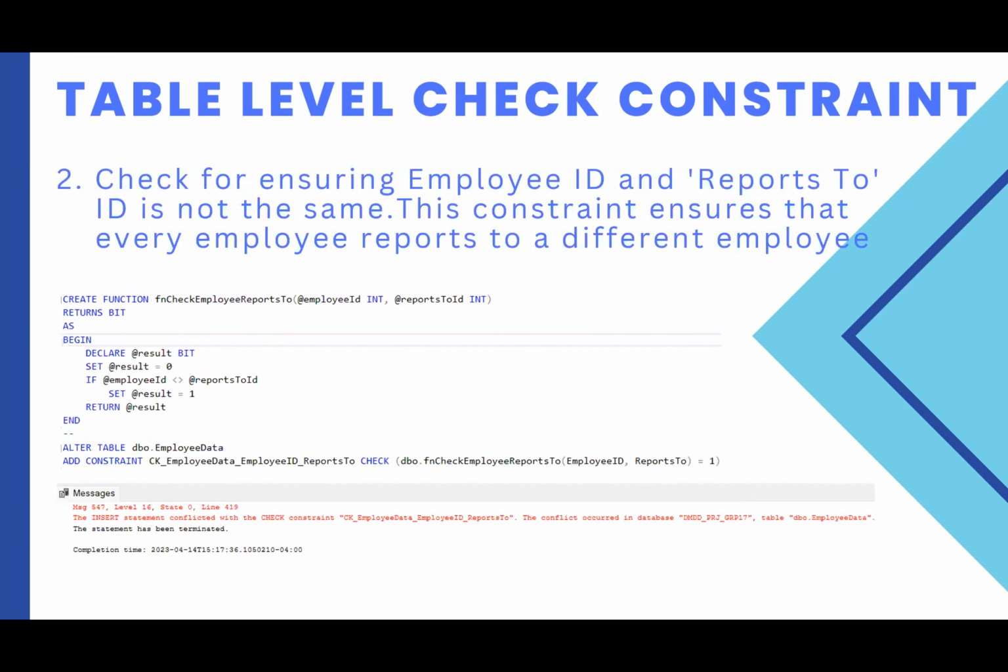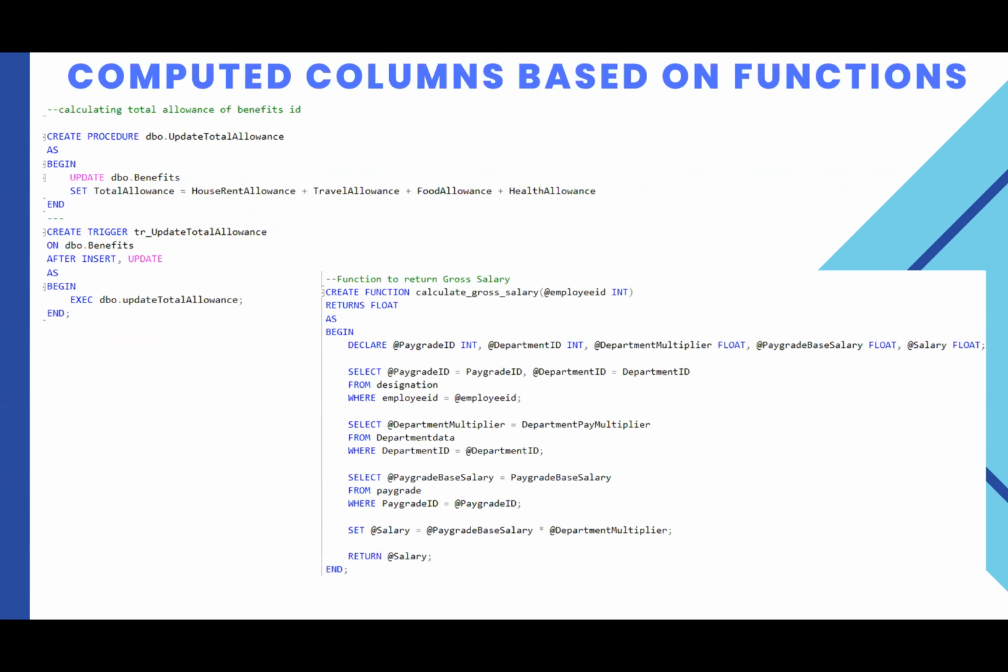Coming to the second table level check constraint, it checks whether the employee is reporting to another employee. It means the employee shouldn't report to himself. So the employee ID and the reports-to ID should be different. This function will check this condition. If both the IDs are the same, it will throw an error. And next, Nishant will continue.